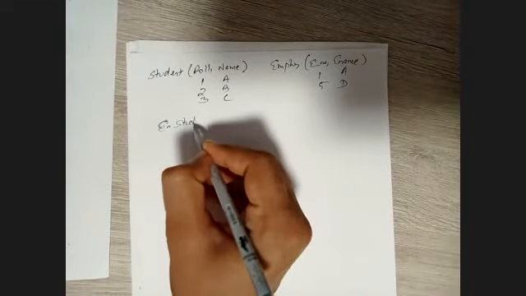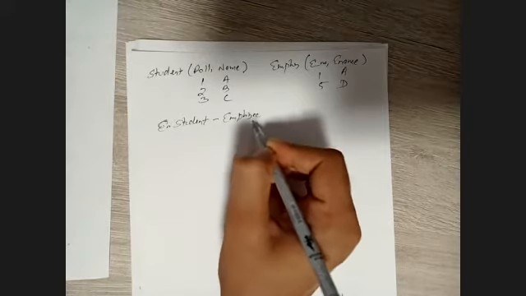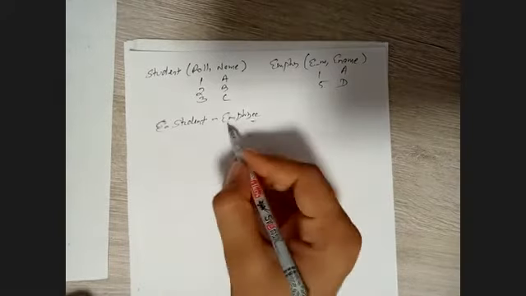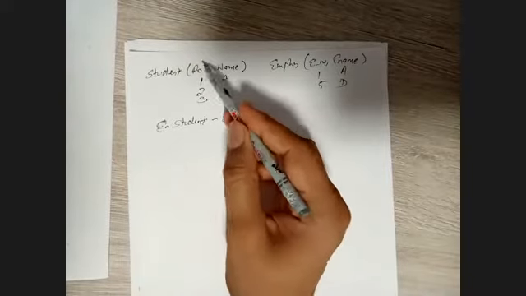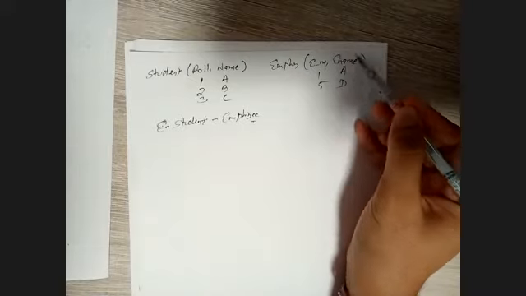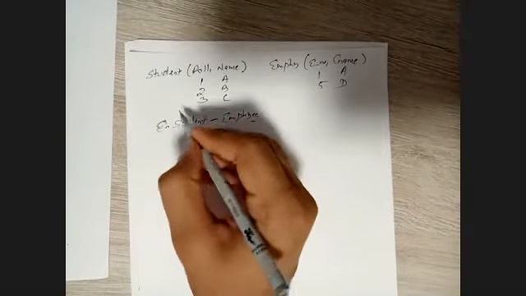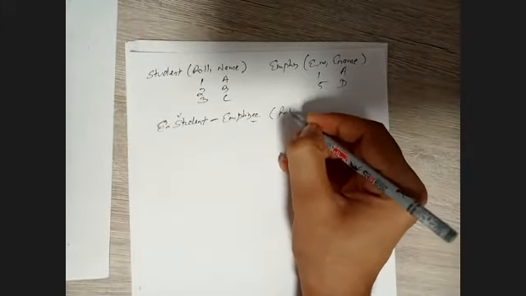Now understand, we need to find out student difference employee. So what will be the answer for this one? Student difference employee. The answer should be C. The domain is the same: roll number having an integer value and the name, employee number and the name. So the domain is the same. This is a very important thing here. When we find the difference, the resultant schema will be that of student, that is roll number and name.